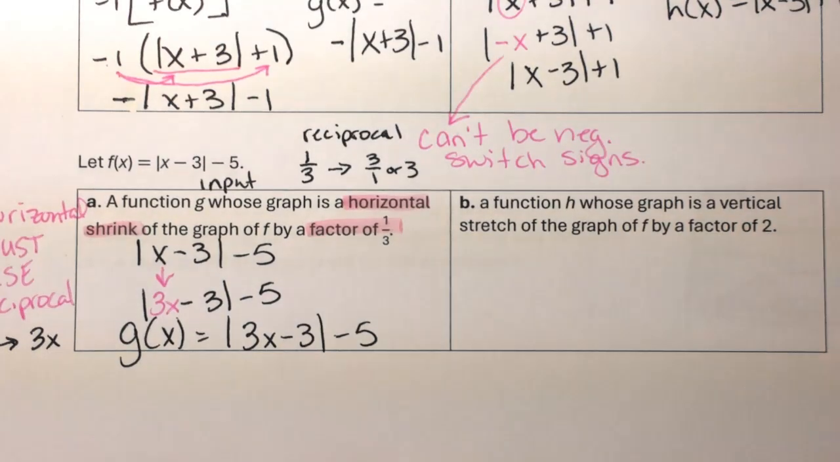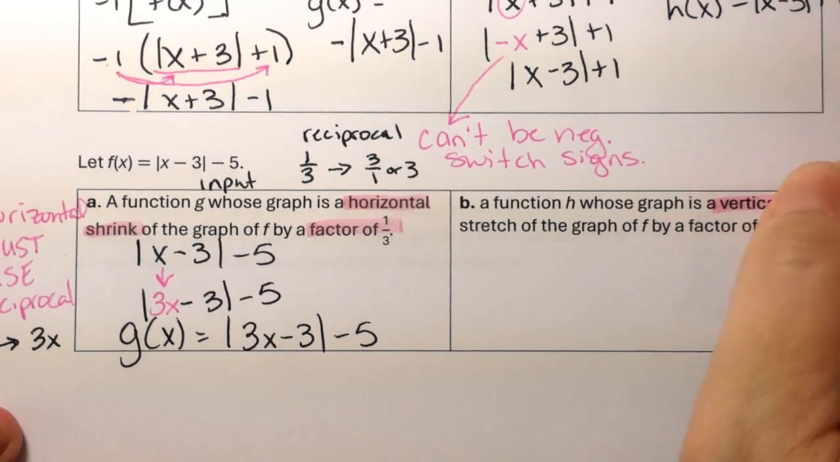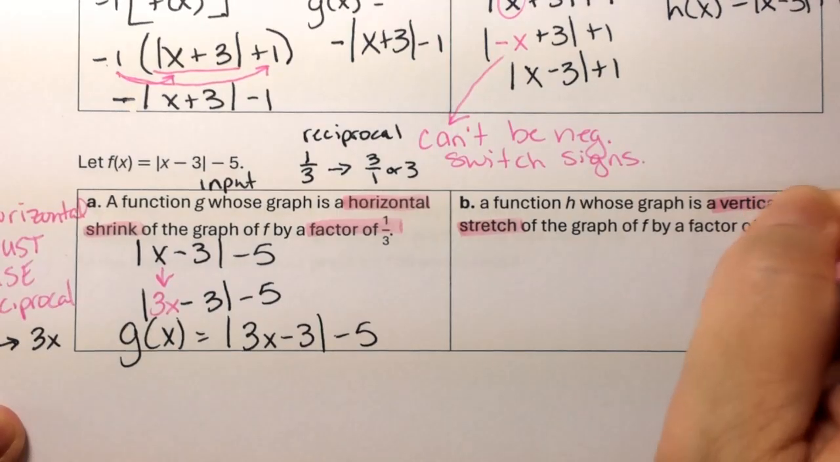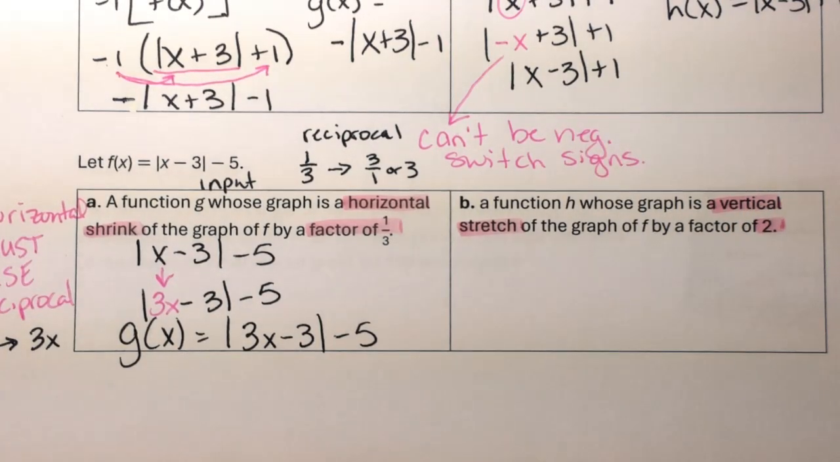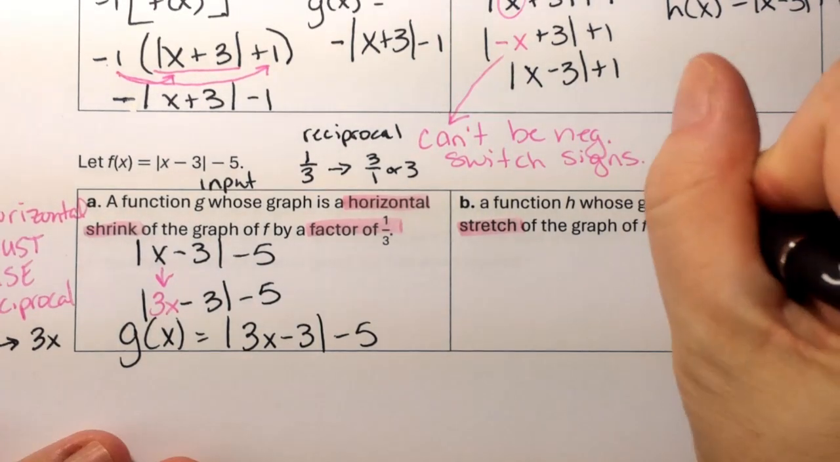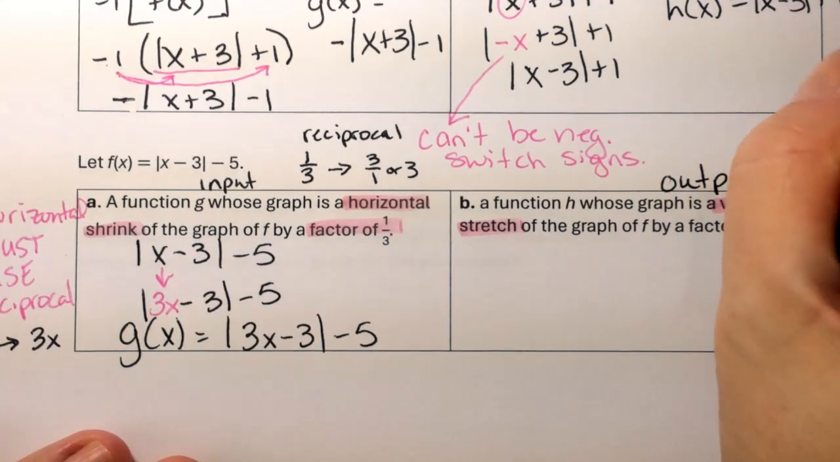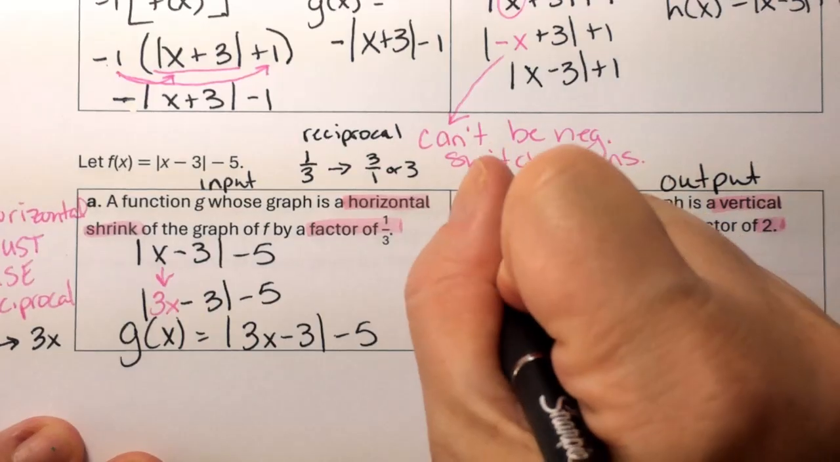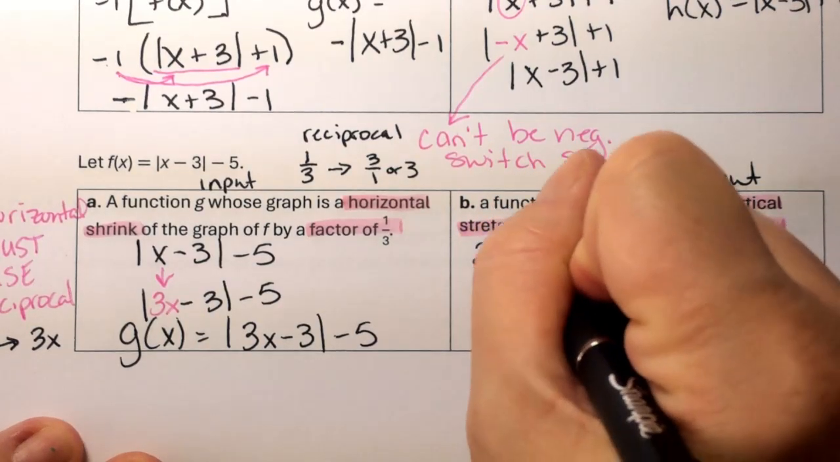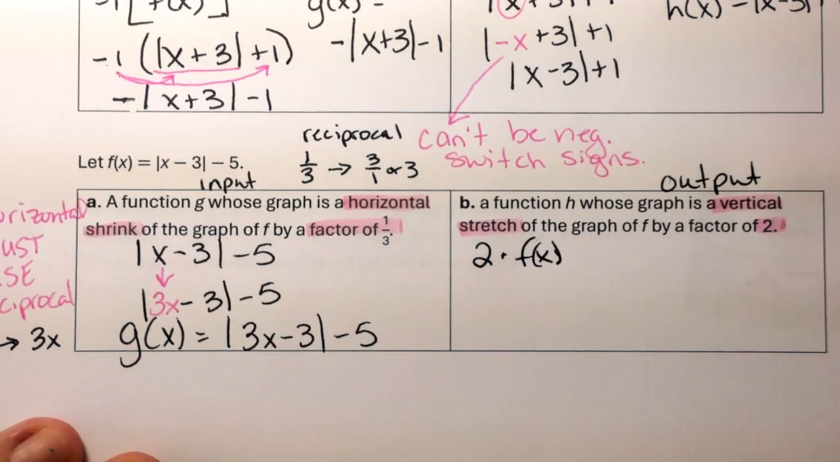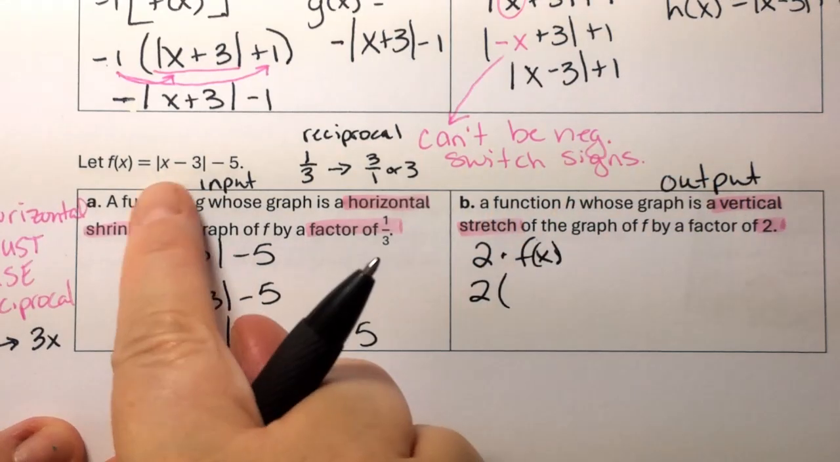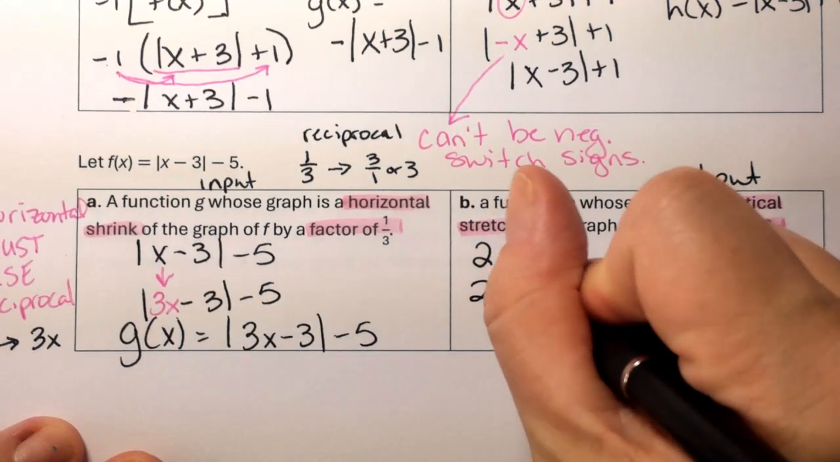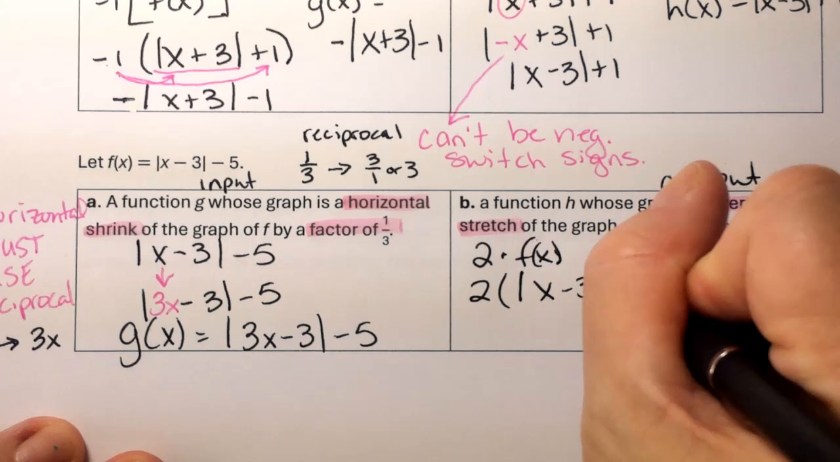All right, so looking at part B, a function h whose graph is a vertical stretch by a factor of 2. That means it is affecting the output, so we have to multiply the entire function by 2. So we're doing 2 times f of x. Let's do our 2 and bring down our f of x. What was that? It was the absolute value of x minus 3 minus 5.